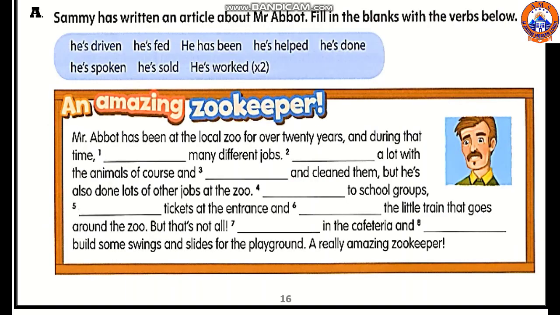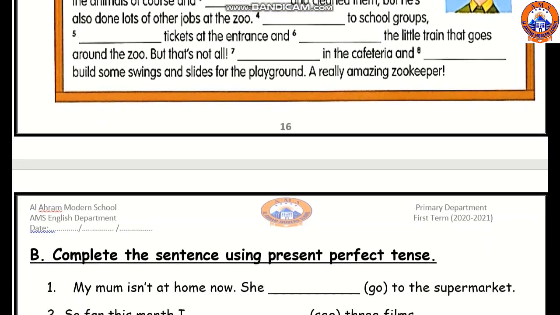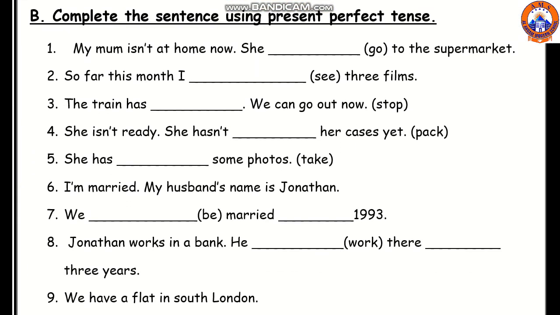Now, I want you to open your booklets, booklet A, page 16. We have question A. Sammy has written an article about Mr. Abid. Fill in the blanks with the verbs below. So we have some verbs. We have to read the article and fill in the blanks with those verbs. After that, we have question B. Complete the sentence using present perfect tense. So we have to use the verbs between brackets correctly in the present perfect tense.